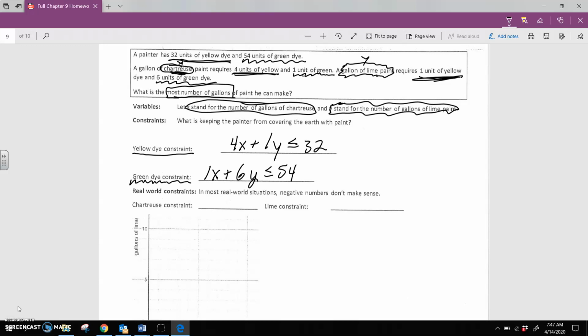In most real world situations, negative numbers don't exist. So I can't have negative amounts of paint, and there's no additional information given about the paint. So I just say chartreuse has to be X greater than or equal to 0. The lime has to be Y greater than or equal to 0.